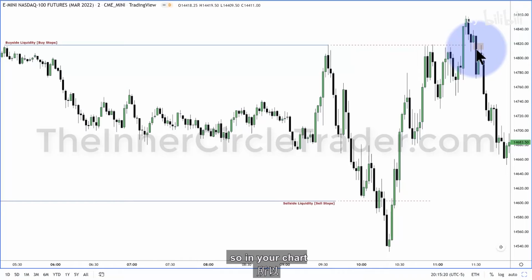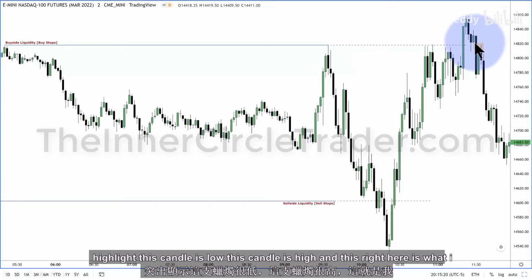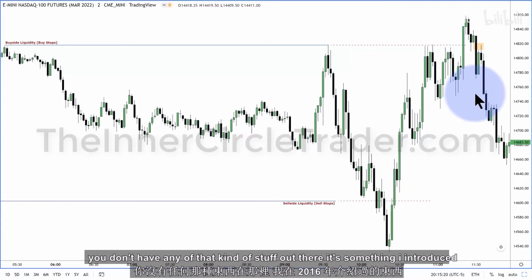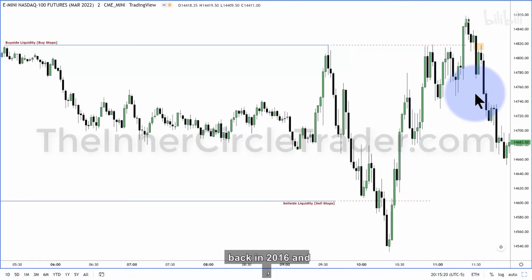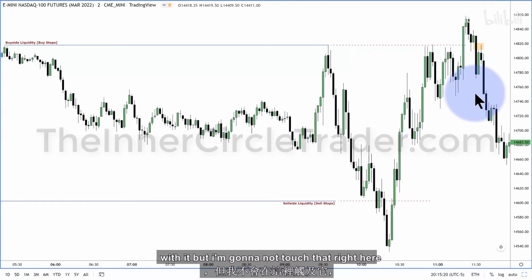So in your chart, once you're developing this idea and learning it, you're going to highlight this candle's low, this candle's high, and this right here is what I teach my students as a fair value gap. Okay, you don't have those in books. Okay, you don't have any of that kind of stuff out there. It's something I introduced back in 2016, and obviously a lot of people discovered how good it is, and they try to make courses with it. But I'm not going to touch that right here.